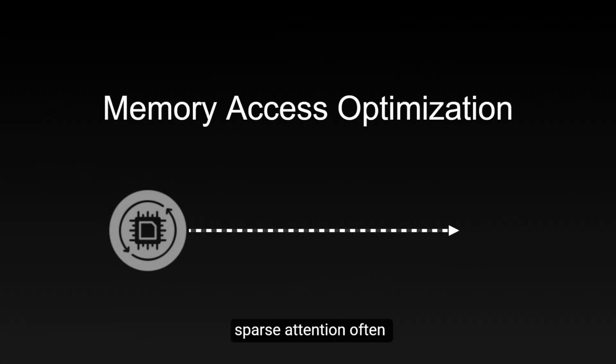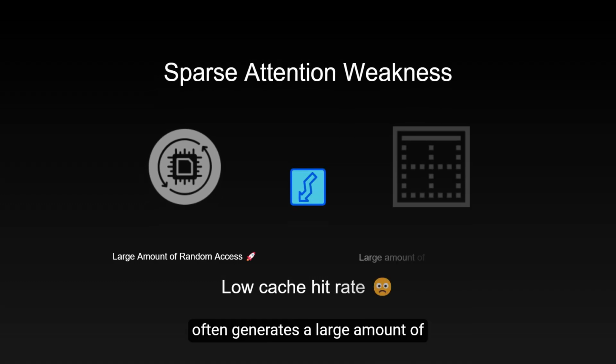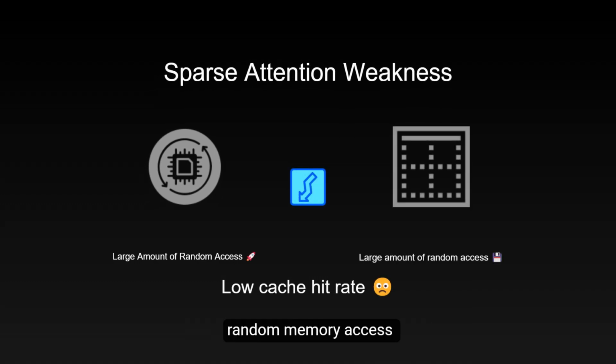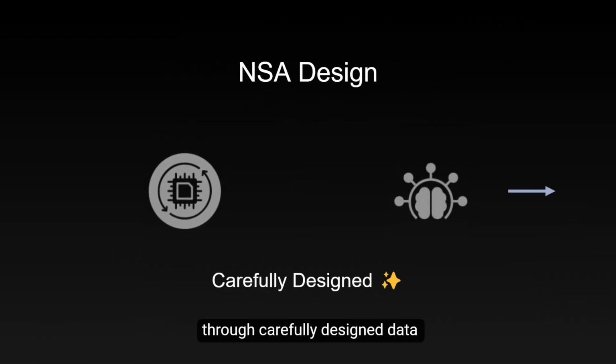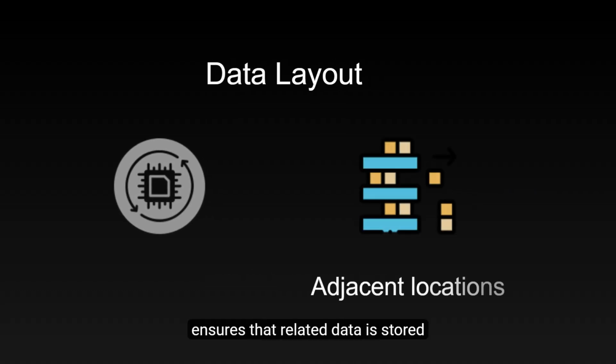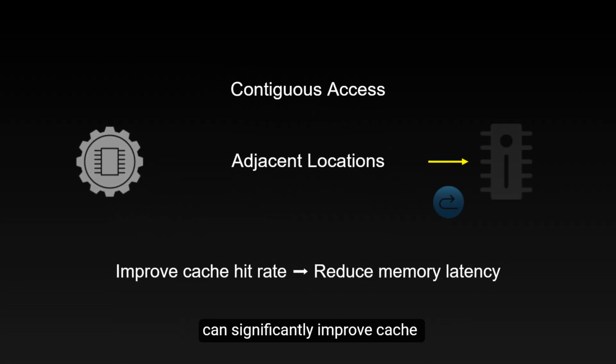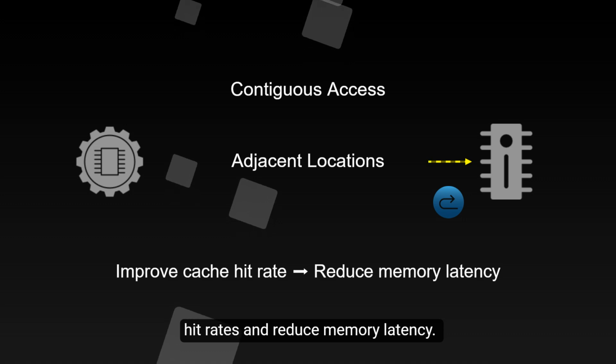Next is memory access optimization. Traditional sparse attention often generates a large amount of random memory access, which leads to low cache hit rates. NSA, through carefully designed data layouts and access patterns, ensures that related data is stored as closely as possible. This continuous memory access pattern can significantly improve cache hit rates and reduce memory latency.